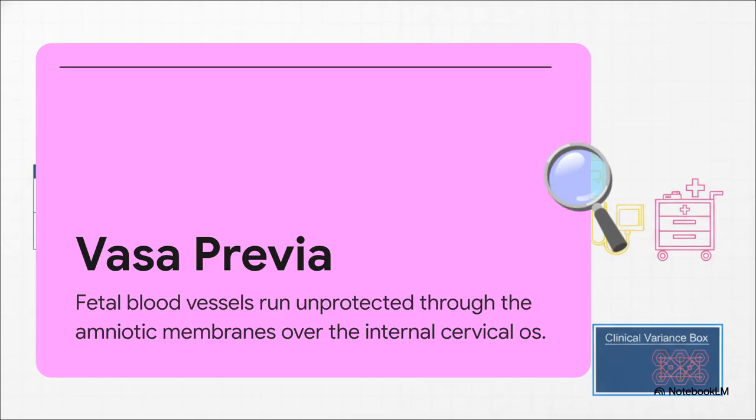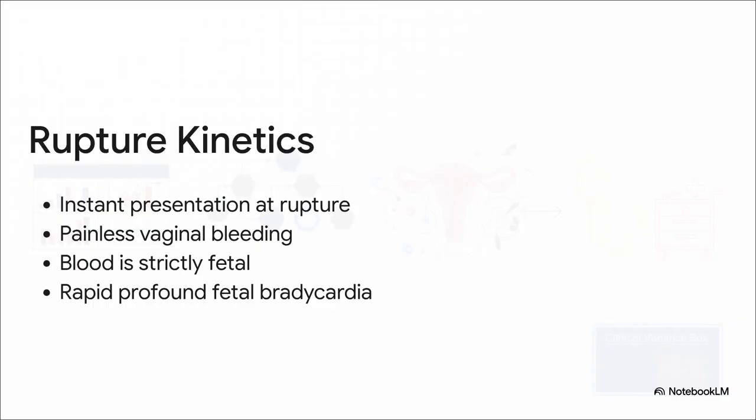All right, entering Module 3, we are shifting to vasa previa. This is an aberrant vascular anomaly you'll see with a velamentous umbilical cord insertion or a bilobed placenta. Basically, fetal blood vessels run entirely unprotected through the amniotic membranes, crossing directly over the internal cervical os. The rupture kinetics we're dealing with here are explosive.